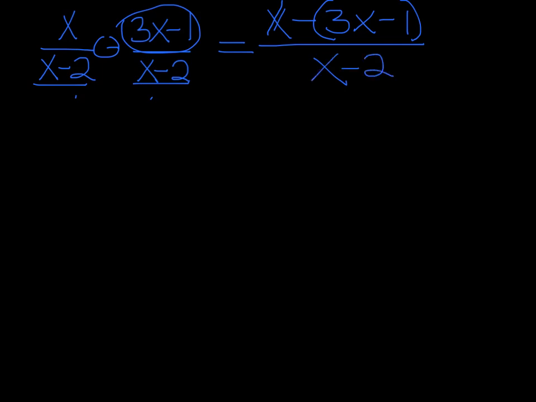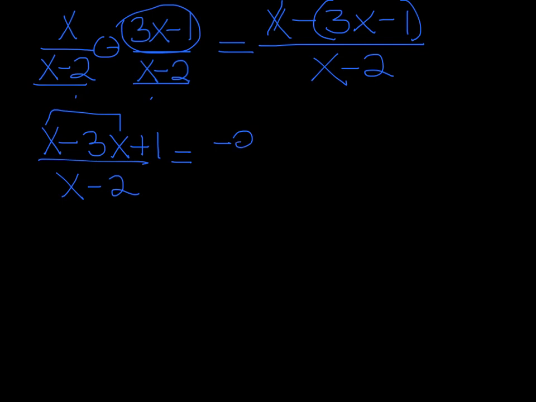It just repeats. So now on the top, I have x minus 3x, and then minus 1 is plus 1 over x minus 2, which when we combine like terms, x minus 3x is negative 2x, and then we have plus 1 over x minus 2. And that is as simplified as it's going to get.